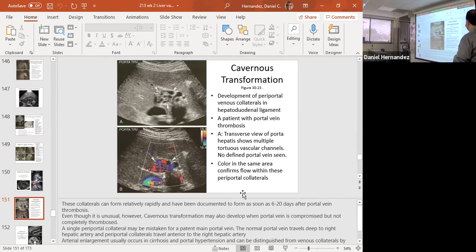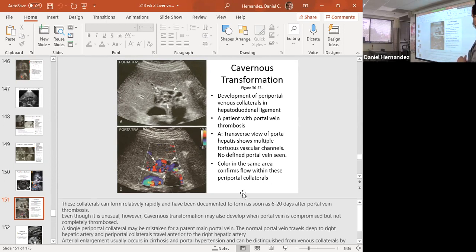Now we're getting into our cavernous transformation. So this is what we see when we have long-standing portal vein thrombosis that's now become a chronic condition for this patient. So we have the development of periportal venous collaterals in the hepatoduodenal ligament. This is a patient with long-standing portal vein thrombosis. So we have a transverse view of the porta hepatis and it shows multiple tortuous vascular channels and no defined portal vein seen.